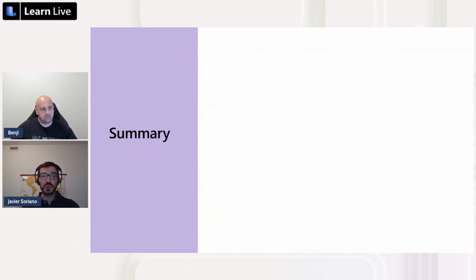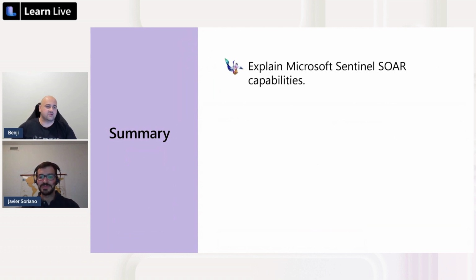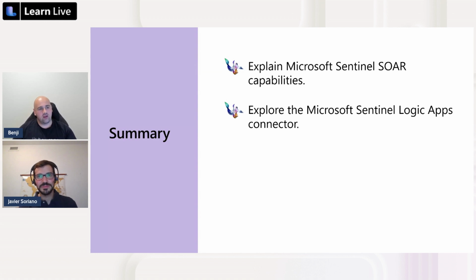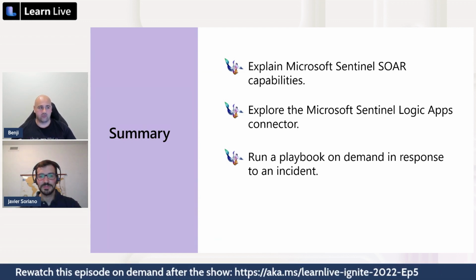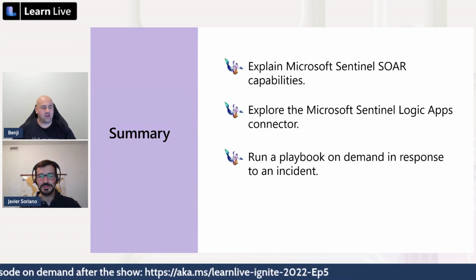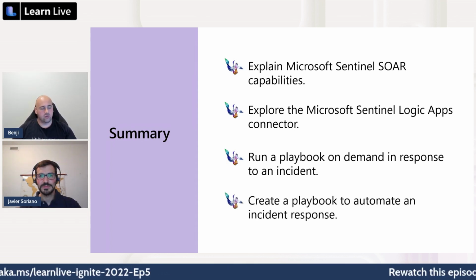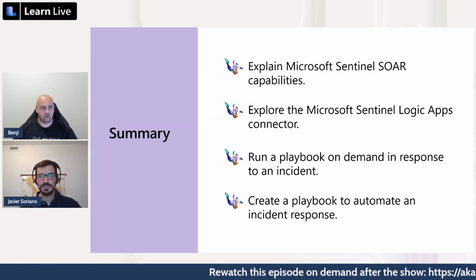So we wanted to also do the summary, Benji. Yes, so what we have learned, hopefully, today is what Microsoft Sentinel SOAR capabilities are. We also learned what the capabilities of the Microsoft Sentinel Logic App Connector are, and we learned how to create the playbook and run it on demand in response to an incident, so exercise number 1. And we also learned how to create a playbook attached to the automation rule as an automated response to an incident, and that is exercise number 2.